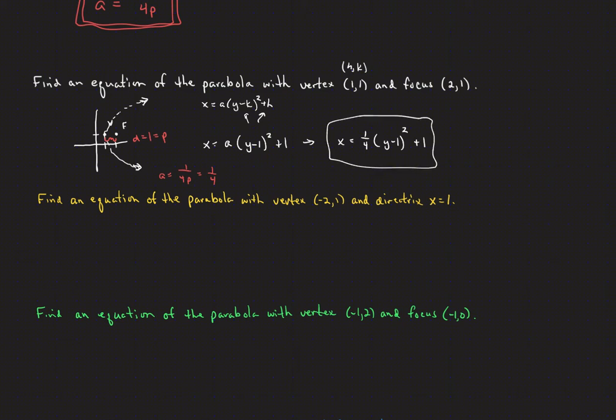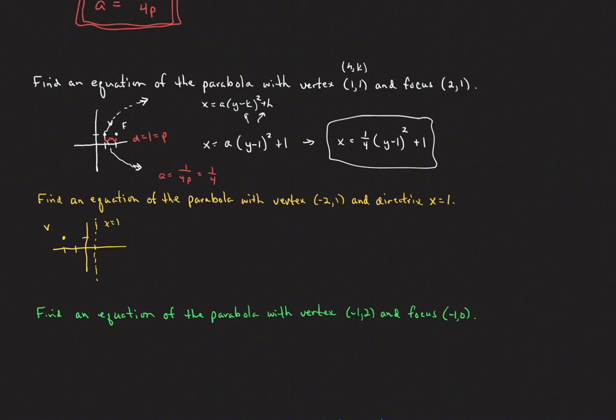See how that works? Let's try another one. So our vertex is at negative 2, 1. That's going to be right about there. There's our vertex. And the directrix is going to be x equals 1. x equals 1 is going to be a vertical line. So there is our directrix.